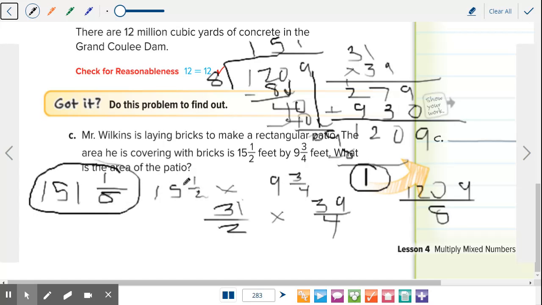Oh, sorry, feet squared. Or you could put square feet. So it's 151 and 1/8 square feet for his patio. Yeah, you can write square feet or you can put feet squared. I always do it with feet like this. Just easier to write that. It's quicker.